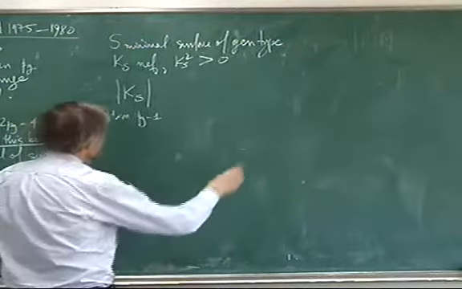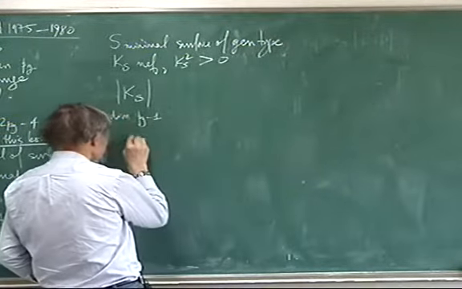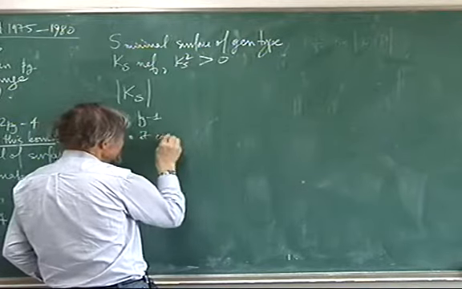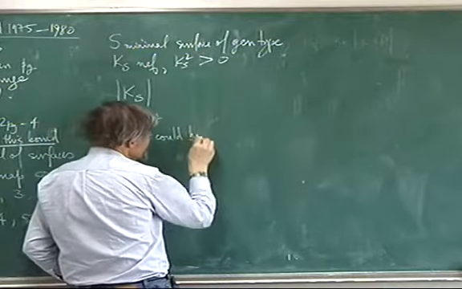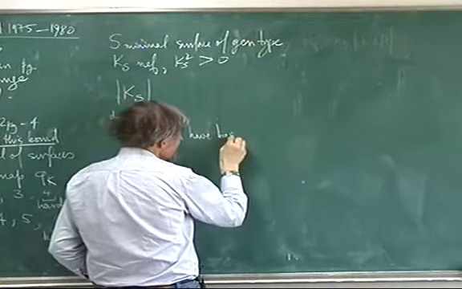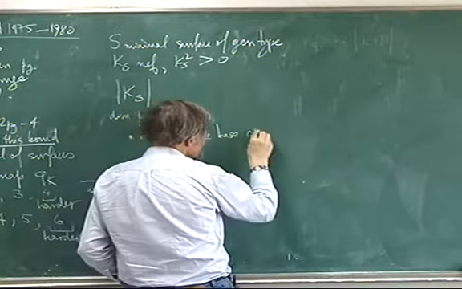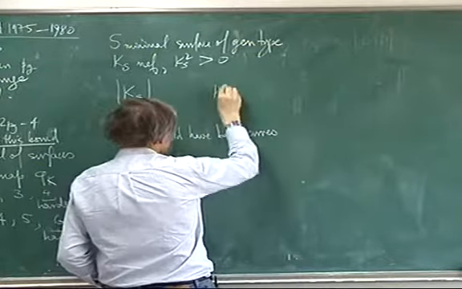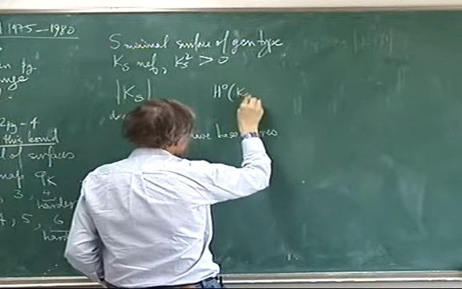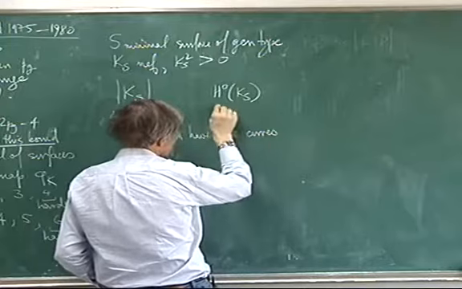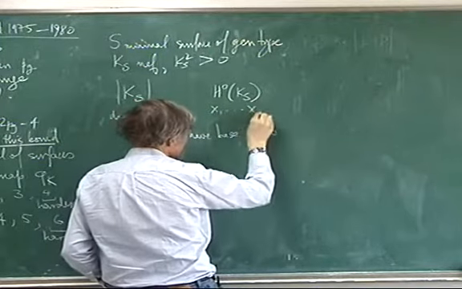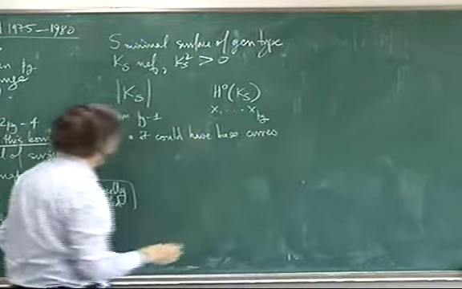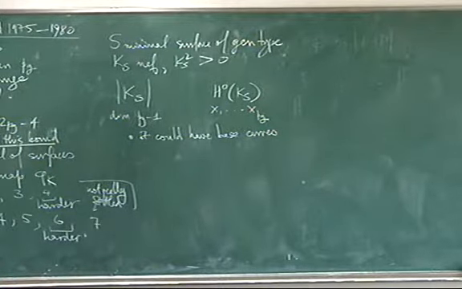So the first thing that can happen is that it could have base curves. There's this vector space H0 of K_S, with basis x1 up to x_Pg. Pg is just a dimension now.